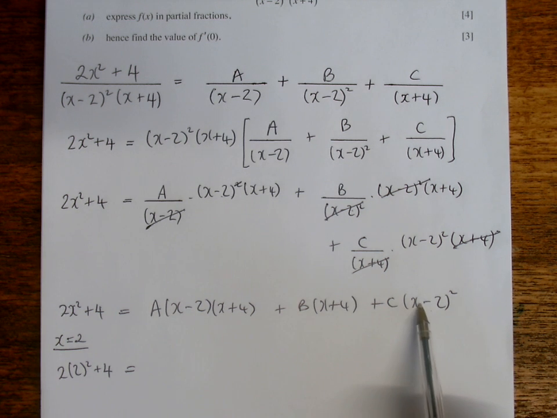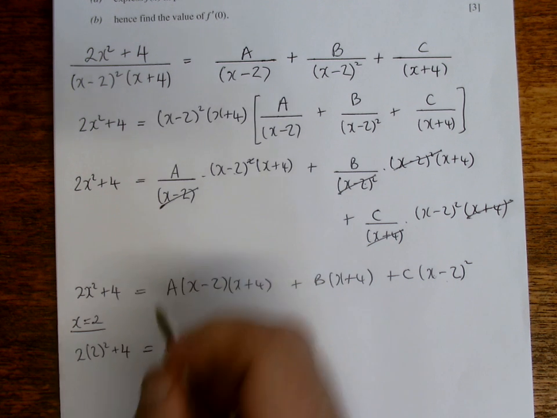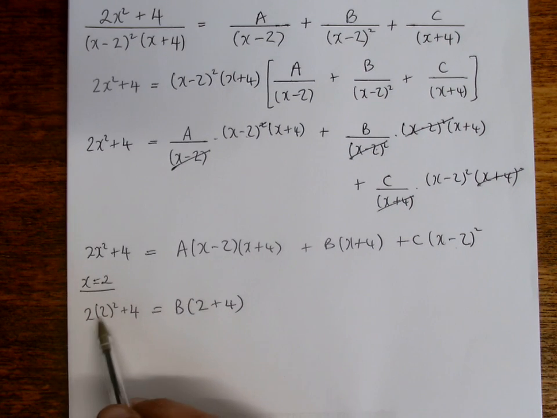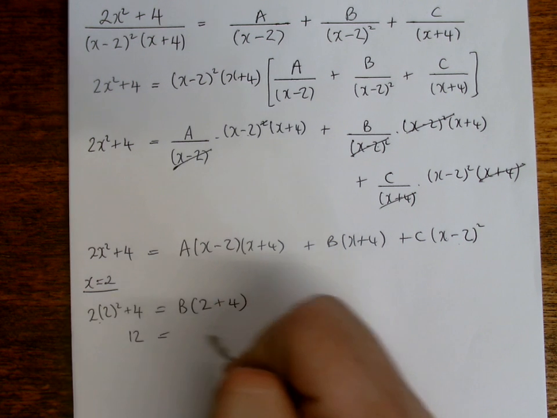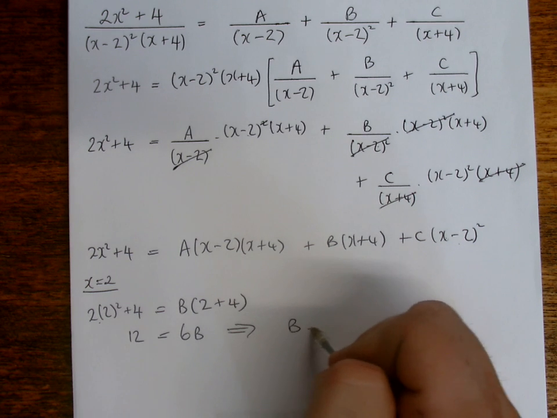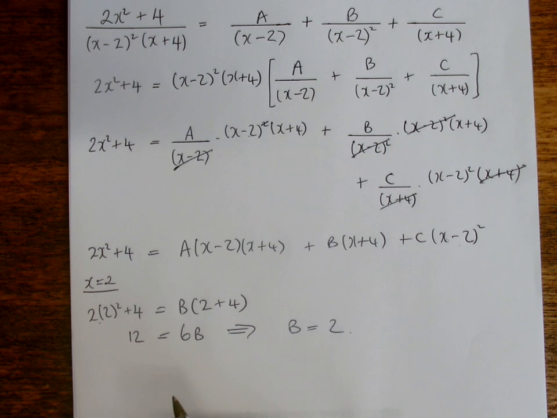The same at the end there. If x is 2, 2 take away 2 is 0, so that will go. So I'm just left with what we have with b there. So that will be 2 plus 4. Working this out, that's going to be 12, and that's going to be 6, so we've got 6b, which means b is equal to 2. 12 divided by 6 is 2.